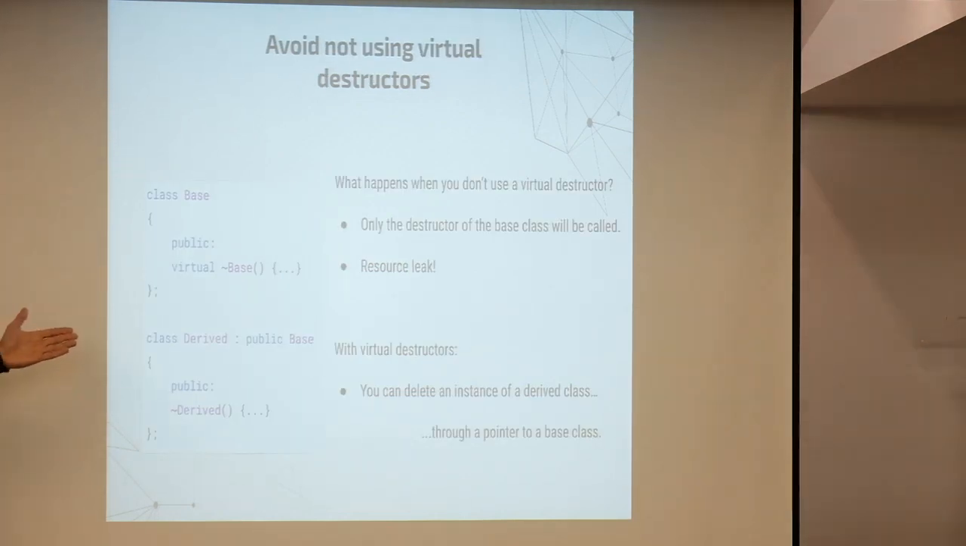Does anybody know what happens when you don't use virtual destructors? Let's say you derive from a base class and you allocate some resources in the constructor, and you don't use a virtual destructor in your base class. What will happen is that you won't be calling the destructor of the derived class, so what you wrote in it won't deallocate the resources or clean up the class. You might have a resource leak. The solution is simple: just use virtual destructors. It helps in polymorphism.